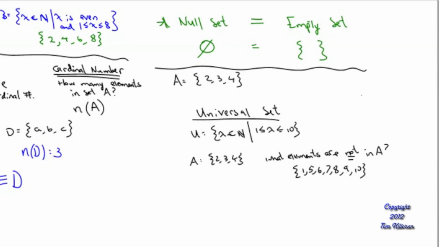All right. There's a name for this. Remember, mathematicians don't like writing English, so they're not going to sit here and go, what elements are not in A? They're going to write A, put a little dash next to it.